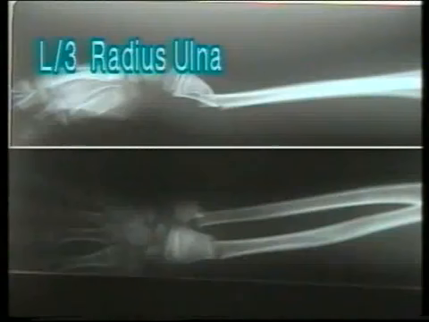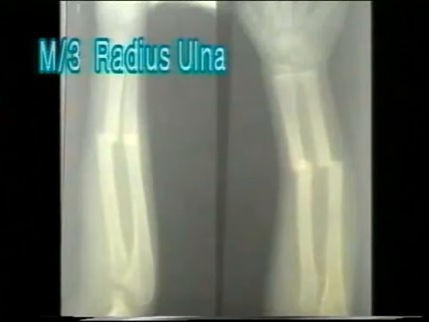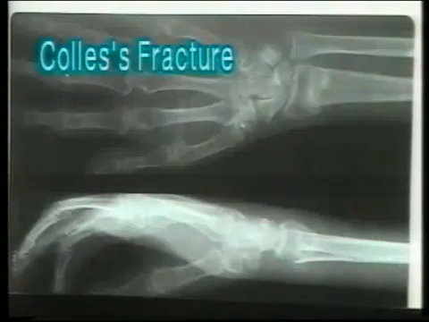This is a fracture of the lower third of radius and ulna. This is a fracture at the junction of lower third and middle third of radius ulna. This is a fracture of the middle third of radius ulna. This is a typical Colles' fracture of the lower end of radius with dorsal angulation.